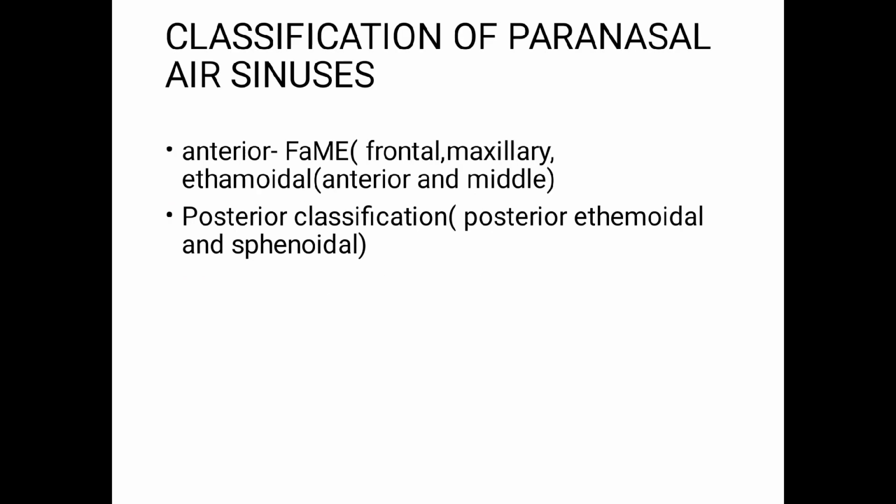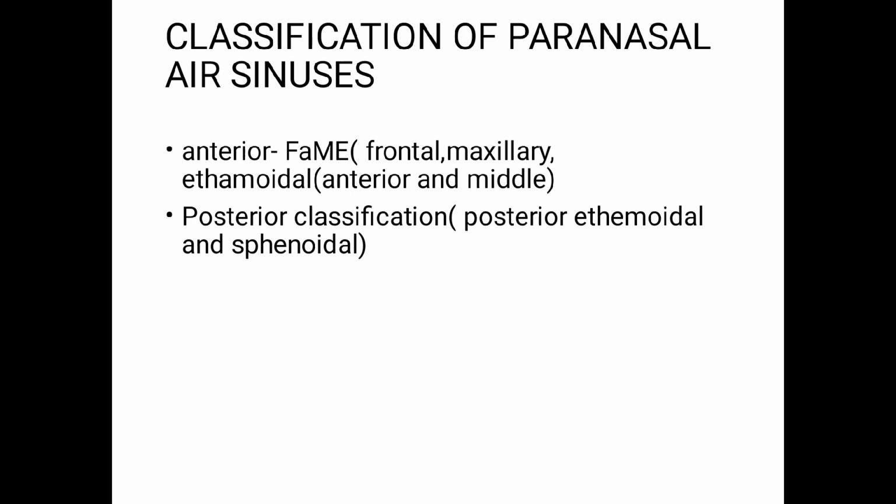Now, classification of paranasal air sinuses. We have two classifications of paranasal air sinuses: the anterior classification and the posterior classification. Our mnemonic FAME can help us remember the anterior paranasal air sinuses. The F means the frontal, the M means the maxillary, and the E means the ethmoidal, which has an anterior and a posterior part.